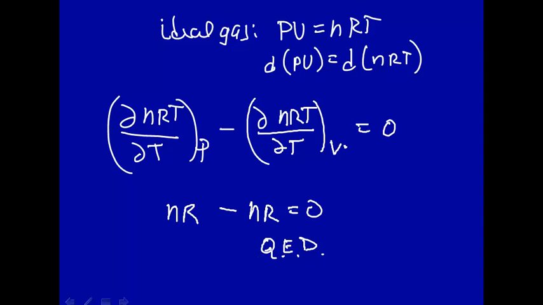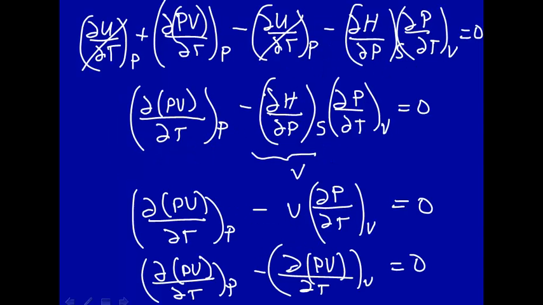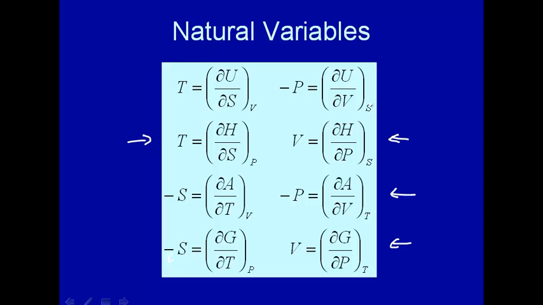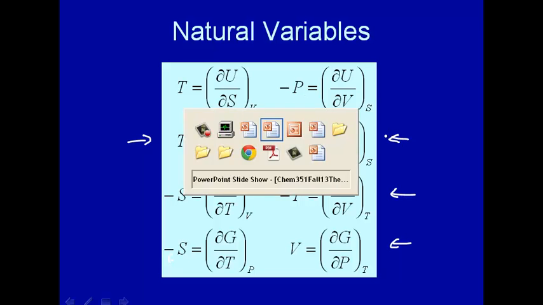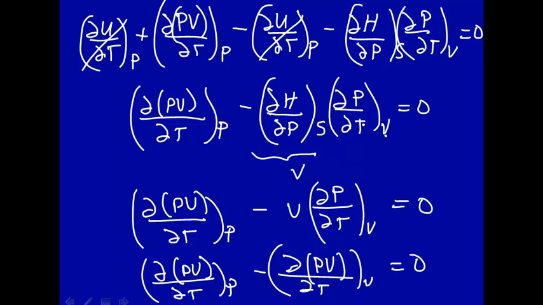Okay, so that's an example. Actually, we did not use a Maxwell relation to solve this. The key realization here was from the previous lecture that how H changes with P at constant S is just volume. All right, so that's it for Maxwell relations.